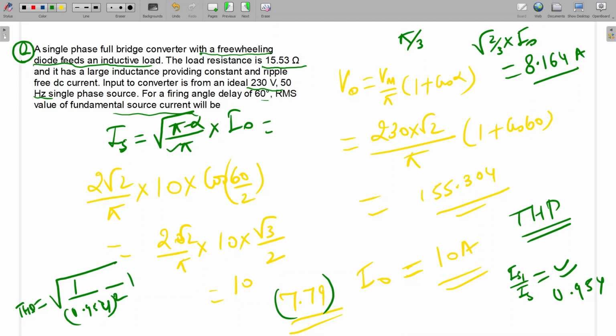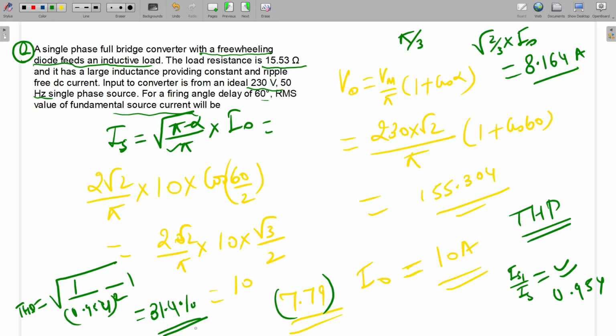How much will it be? 1 by 0.954 square minus 1. 31.42%. Okay. So the question can be framed like this, and indirectly they can also ask.